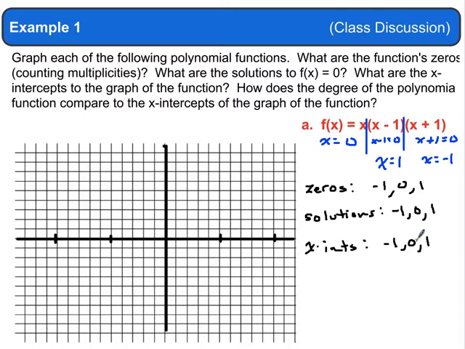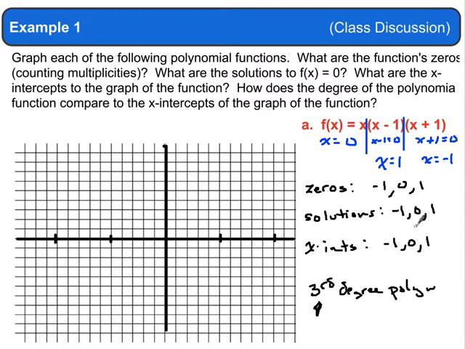And it says, how does the degree of the polynomial compare? The degree of this polynomial is third degree. We would know that because if we multiplied these together, we would end up with something with the largest degree of x to the third power. So the third degree tells us how many solutions we expect to have. And so we can see 1, 2, 3.